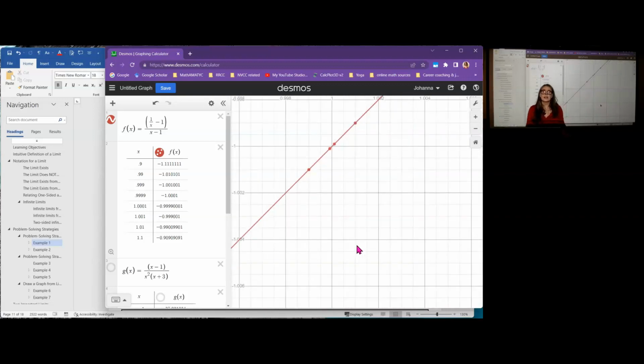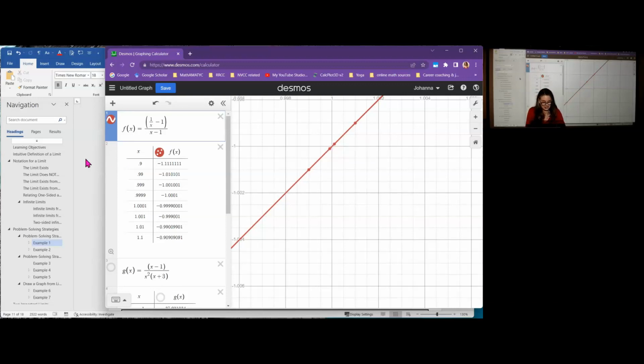Now, Desmos has a bad habit of plotting straight across values where it does not exist. How do you know that it's not actually existing there? If you click on the exact point where x equals 1, it will tell you it's undefined. I think it would be better if it put a hole, but it doesn't.